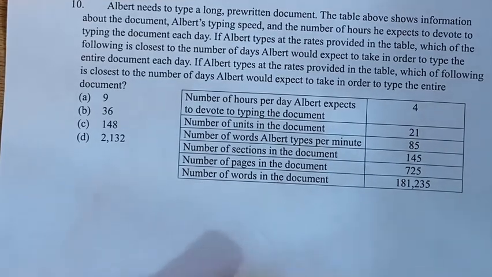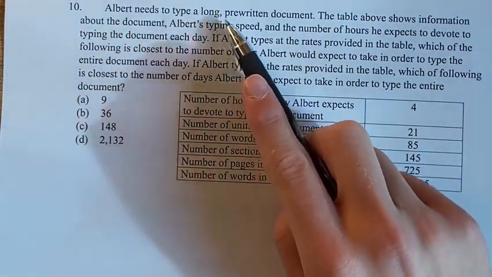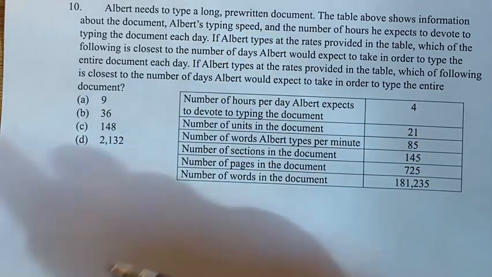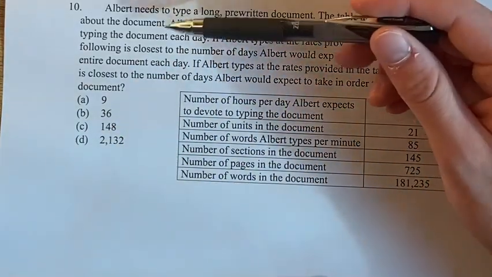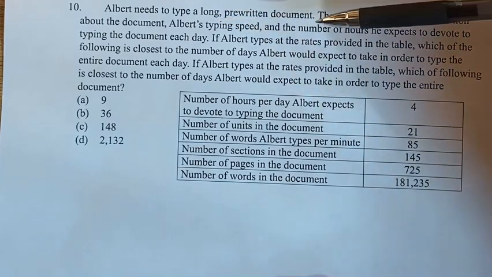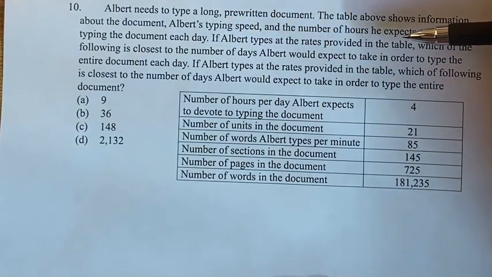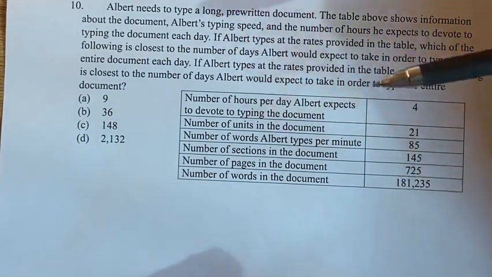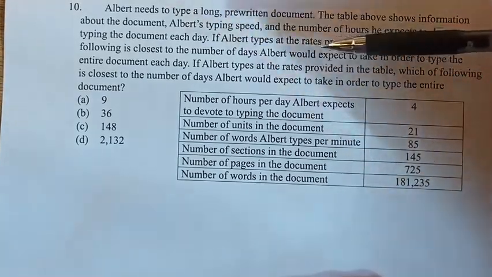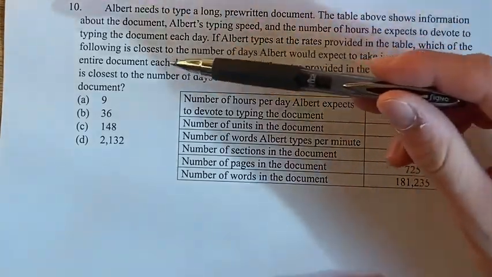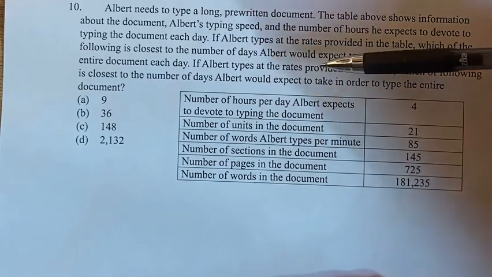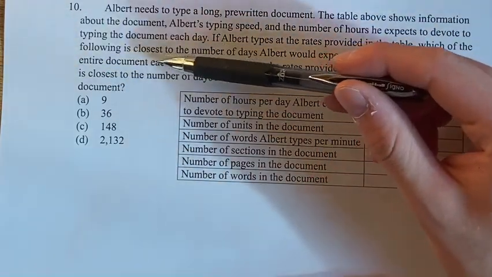In this problem we're told that Albert needs to type a long pre-written document. The table above shows information about the document, Albert's typing speed, and the number of hours he's supposed to devote to typing the document each day. We're asked, if Albert types at the rates provided in the table, which of the following is closest to the number of days that Albert would expect to take in order to type the entire document each day.